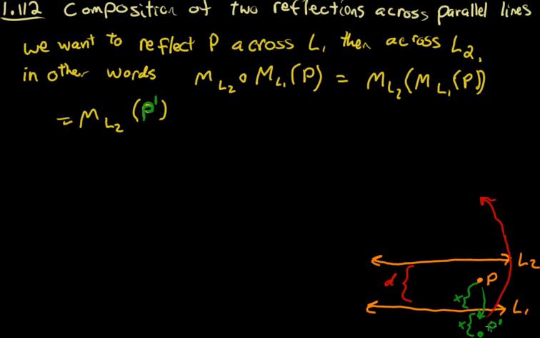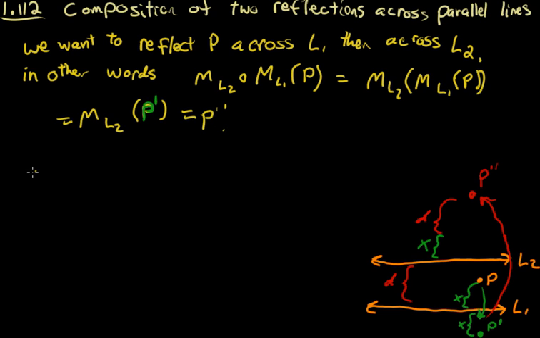So how far is P prime from L sub 2? Well, it's x plus D. So we can have this as D and this as x, and point P prime prime ends up being x plus D across. So that equals P prime prime.